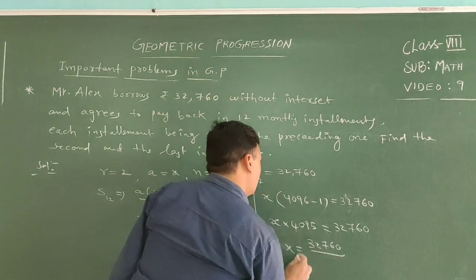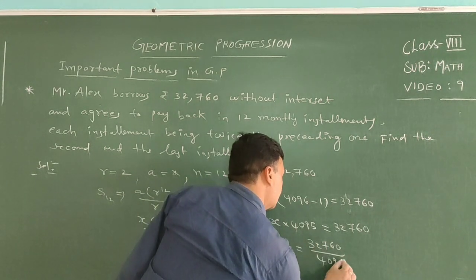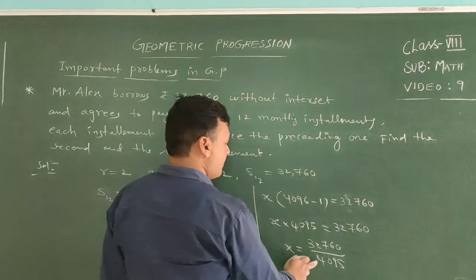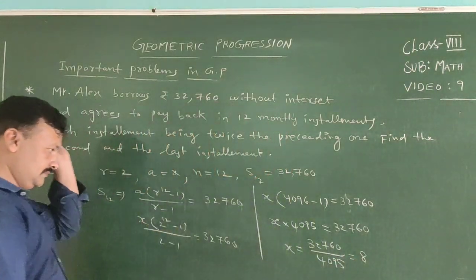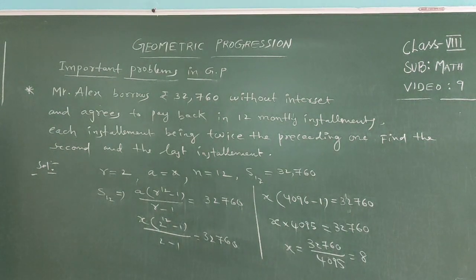So X equal to 32,760 by 4095. 4 8s are 32, that's why here 8. 95 into 8 equals 760. Okay, here the first installment is 8 rupees.